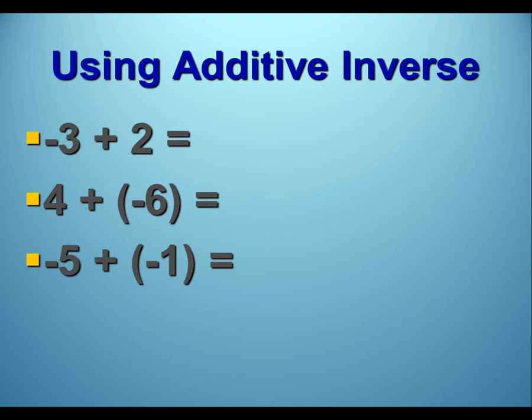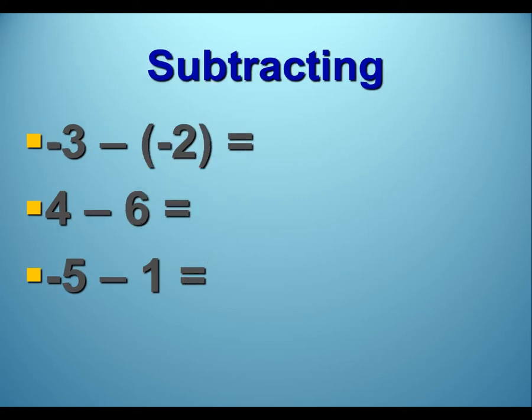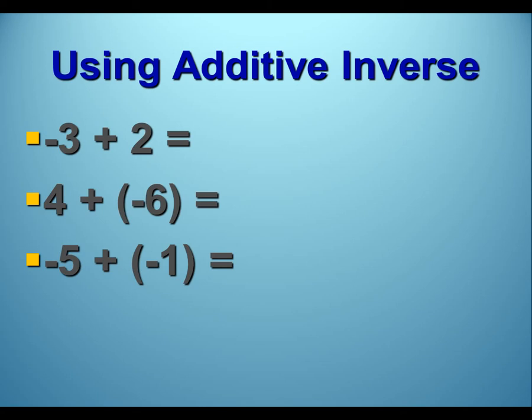And that's the exact same thing as we did in the previous slide. 4 plus -6, -5 plus -1. And you have to have those parentheses in there because you can't have two symbols like that next to each other. You have to have parentheses.